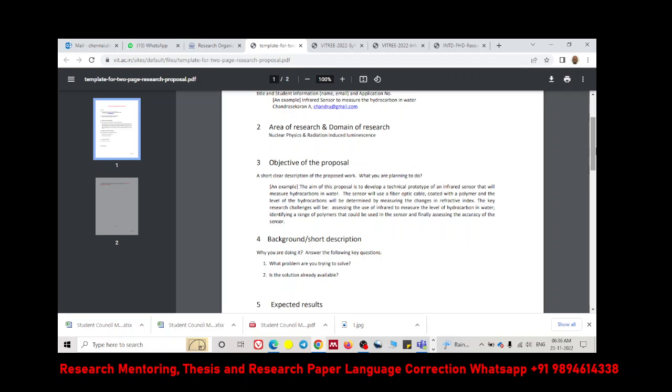Fourth thing comes in about the background, a short description about the background of the study. You have given us an area of research as nuclear physics, for example, radiation induced luminescence. Those things you can clearly give, some kind of background information. And apart from that, you can answer these key questions. What problem you are trying to solve, why you have selected this particular topic. Then, is there an existing solution available, or a method? For that you have to use this short background description.